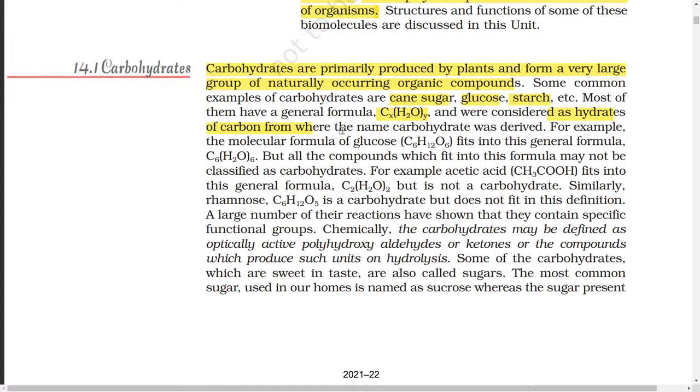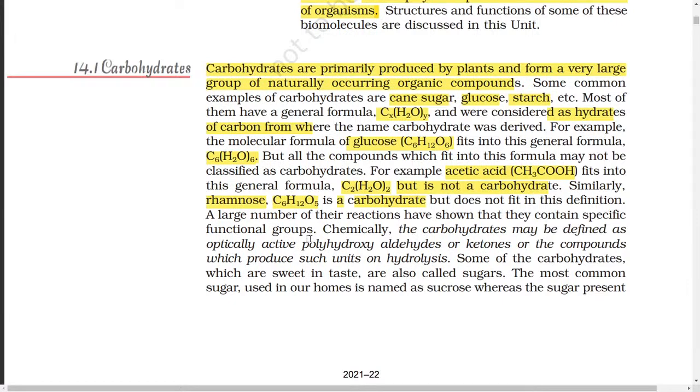For example, the molecular formula of glucose, C6H12O6, fits in this general formula, C6(H2O)6. But all the compounds which fit in this formula may not be classified as carbohydrates. For example, acetic acid, CH3COOH, fits into this formula, C2(H2O)2, but it is not a carbohydrate. Similarly, rhamnose, C6H12O5, is a carbohydrate but does not fit in this formula definition.